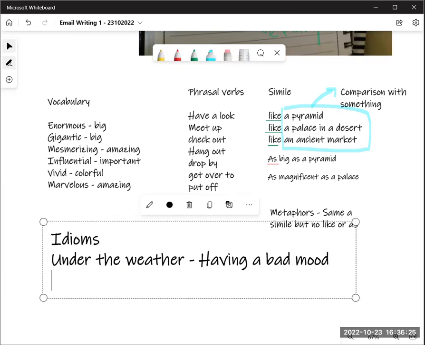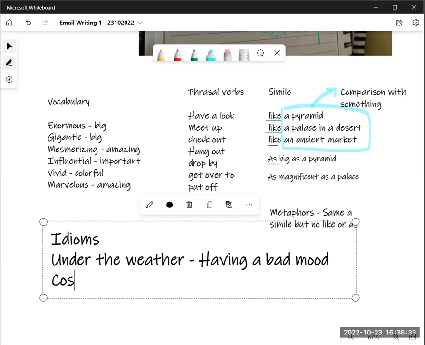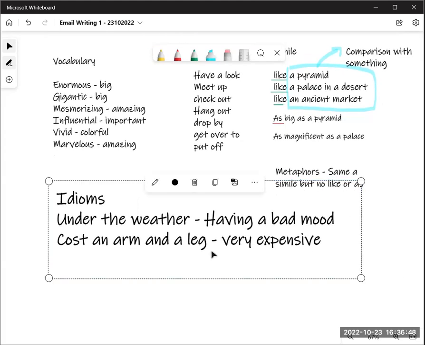Now, any of these, not just this one, okay? An arm and a leg. Cost an arm and a leg, which means very expensive. So you can talk about how the museum was expensive as well, how it cost you an arm and a leg to get the ticket. That's something you can write.